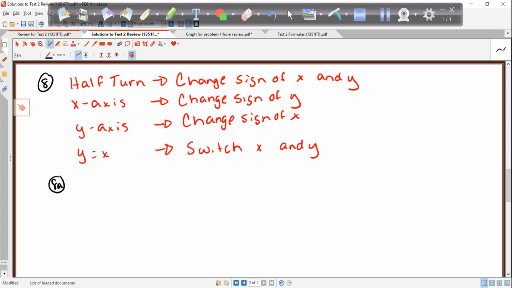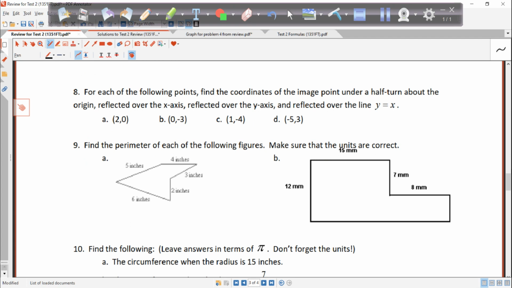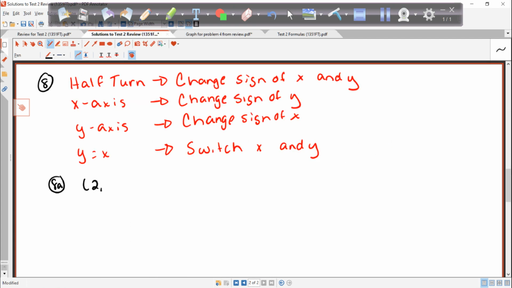Okay, so looking at A, it was the point 2, 0. To do a half turn, we're going to change the sign of both. So negative 2, negative 0, which is the same as 0. To go over the x-axis, we change the sign of y, so we leave x the same, negative 0 is still 0. For the y-axis, we change the sign of x, so it'll be negative 2, 0. And for y equals x, we're going to switch the order: 0, 2.